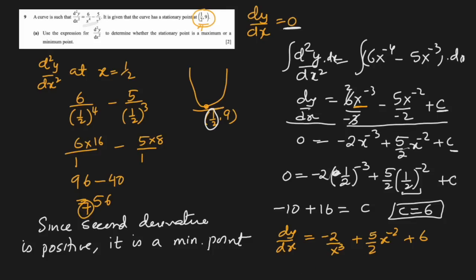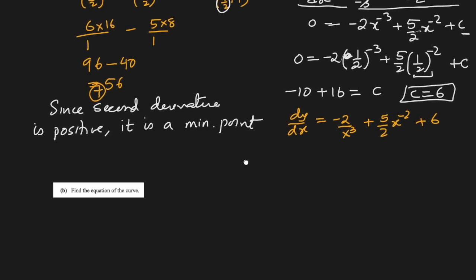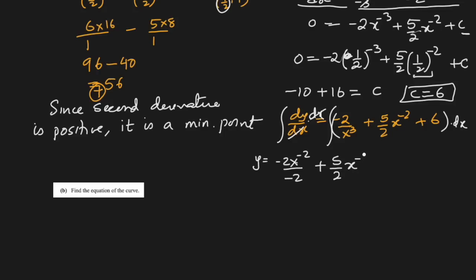But what did they ask us? To find the equation of the curve. So for finding the equation of the curve, we will have to integrate it once again with respect to x. Okay, so dx and dx cancel, and the integration of dy is y, which will give us the equation of the curve. Now, minus 2 x to the power minus 3, so it will be minus 2 x to the power minus 3 plus 1, which will be minus 2 divided by minus 2. 5 over 2 x to the power minus 2 plus 1, minus 1, divided by minus 1. So I'll multiply the denominator by minus 1.